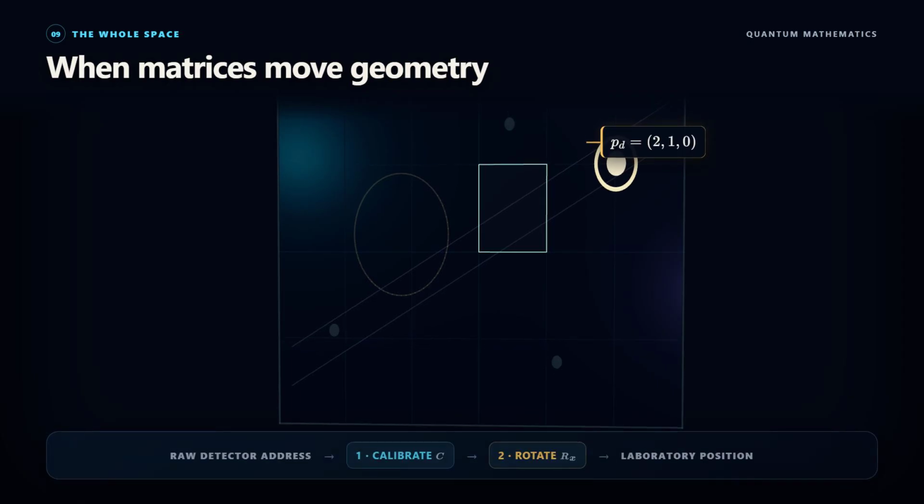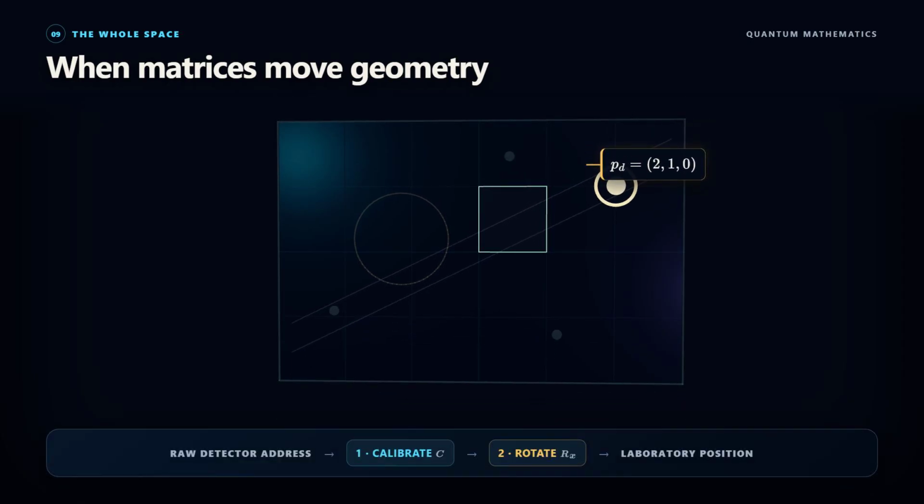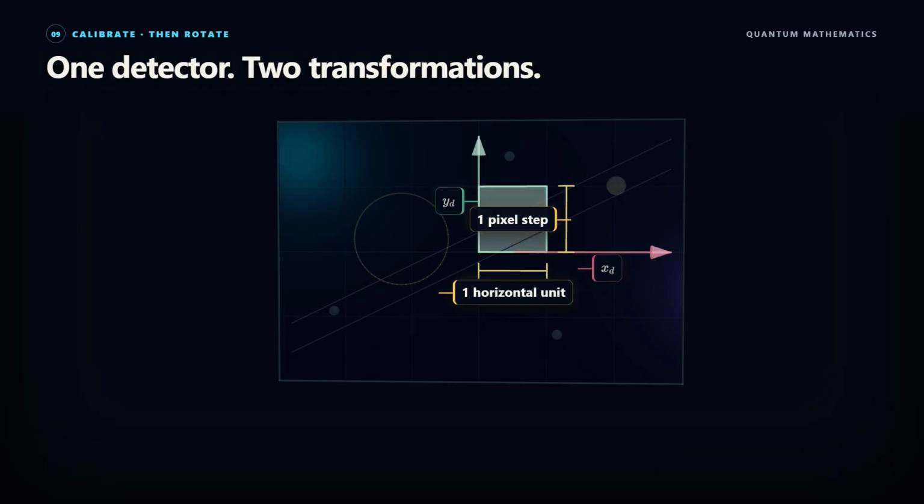Our physical task is practical. Convert a raw detector address into a true position in the laboratory. But the conversion has two steps, and the order of those steps will matter. First comes calibration. The detector pixels are not square. One step in the vertical pixel address represents twice the physical distance of one horizontal step. If we displayed the raw grid as though both steps had equal size, the geometry would be wrong.